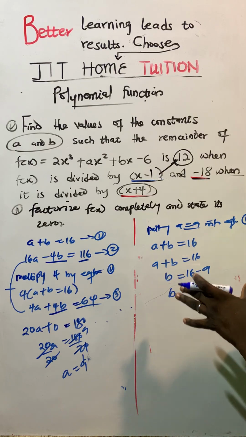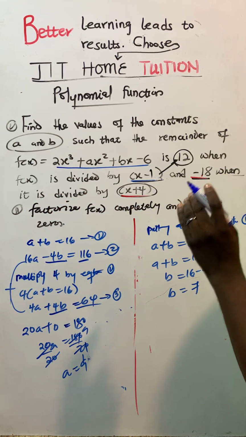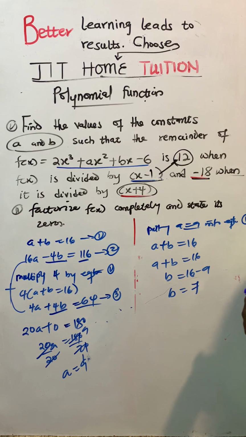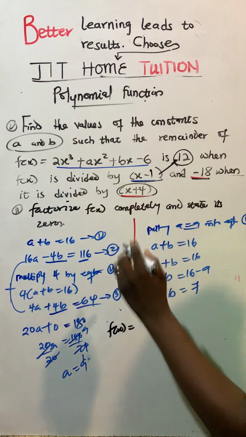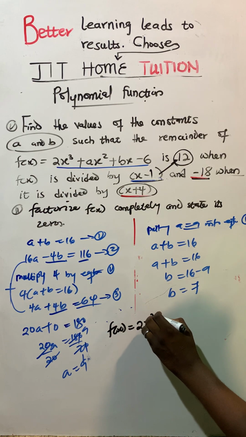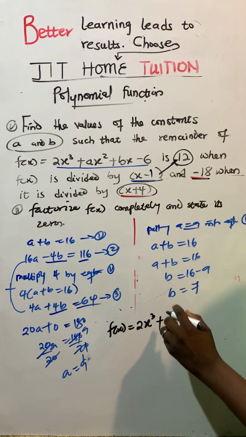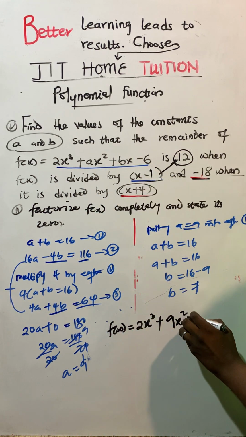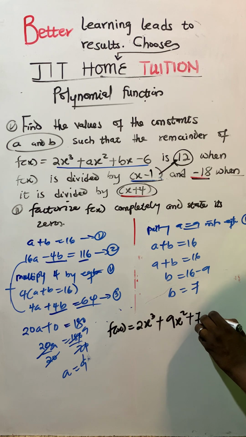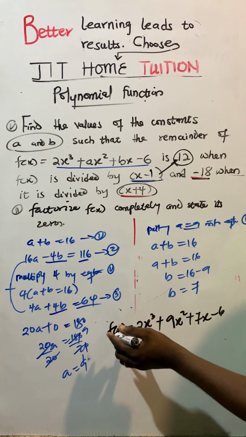Now, having gotten these values, you now have to put them here. All right. So let me use a different marker. You have the f of x function now to be equal to 2x cubed plus a, but a is what? 9. So that will become 9x squared plus b. b is what? 7. So you have 7x minus 6. And that will become what?